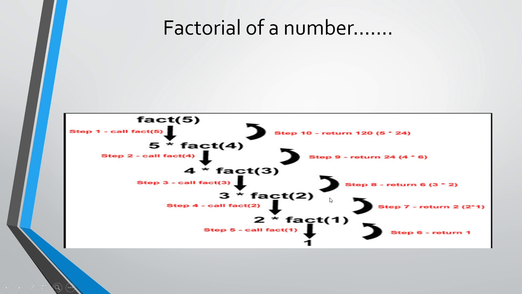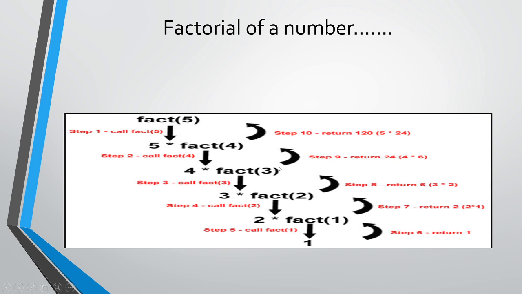Then factorial of 2 is completed, but factorial of 3 is calling factorial of 2. So the value of factorial of 2 will be returned to factorial of 3. Factorial of 3 stops at return 3 into factorial of 2. So 3 into factorial of 2 is 3 into 2, and we will get 6 as the return value.